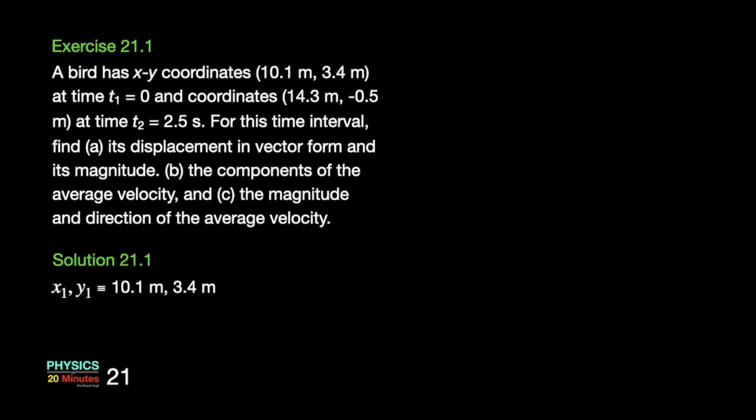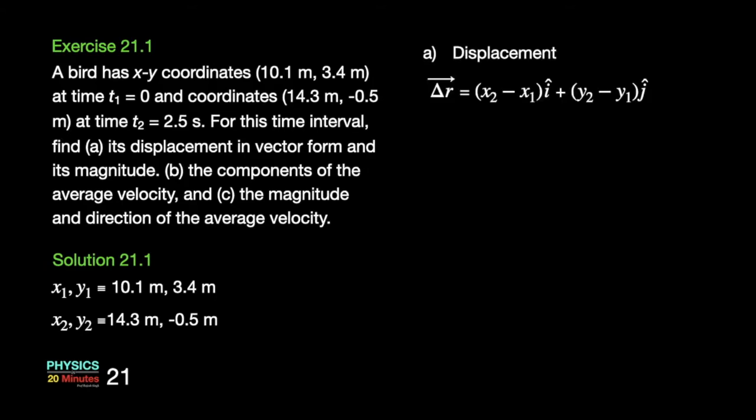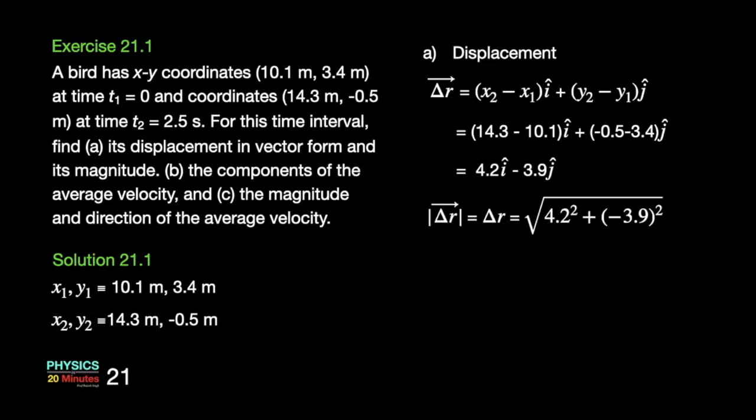Here goes the solution. The first point x1, y1 is 10.1 meter and 3.4 meter. x2, y2 is 13.3 meter and minus 0.5 meter. Therefore, displacement vector delta r is x2 minus x1 i cap plus y2 minus y1 j cap. After substituting the values, we get 4.2 i cap minus 3.9 j cap. The magnitude of the displacement delta r is root of 4.2 square plus minus 3.9 square, which after solving will give you 1.6 meter.